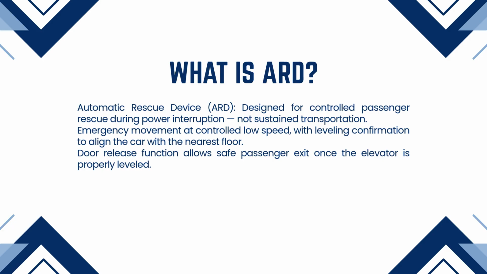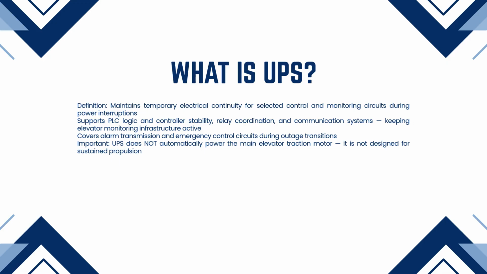Now let's look at UPS. UPS means Uninterruptible Power Supply. In elevator systems, UPS infrastructure is usually used to maintain temporary electrical continuity for selected control and monitoring circuits. This may include PLC logic, controller stability, relay coordination, communication systems, monitoring infrastructure, alarm transmission, and emergency control circuits. That does not automatically mean the UPS can power the main elevator traction motor.